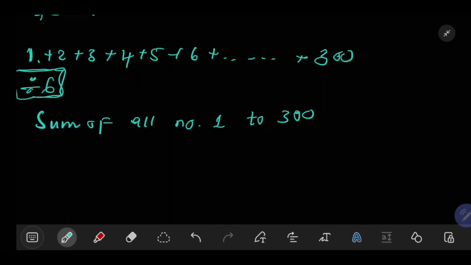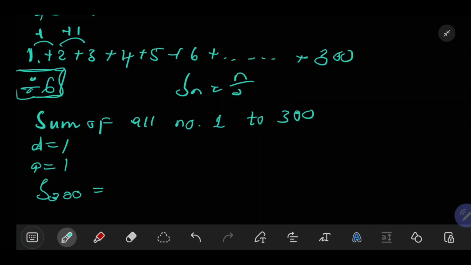Okay, so notice that the difference here is we add 1 always. So our difference is 1. Our first term is 1. Okay, so to calculate the sum of 300 terms, remember, Sn is equals to n over 2 times 2a plus n minus 1 d. So it means when we see n, we put 300 because we want the sum of all the numbers. Okay, then we'll remove the ones that are divisible by 6 later.